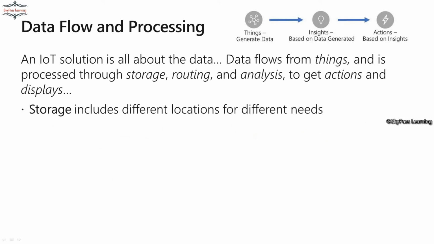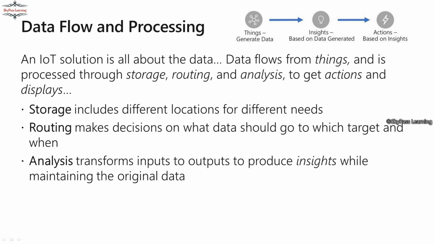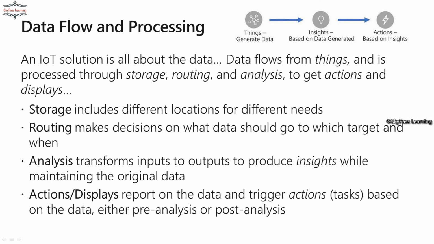So that is all about the IoT solution which we discussed. Storage includes different locations and different needs. Routing makes a decision on what data should go to which target, and then analysis will be performed on the stored or collected data. And actions could be a display, a report, or specific actions, tasks, and things that you are going to perform after analysis of the data.